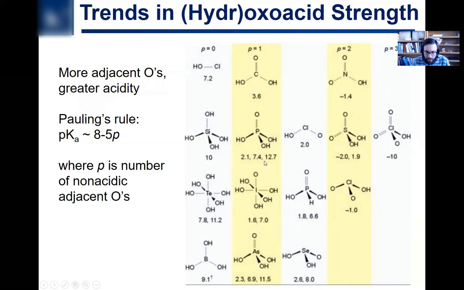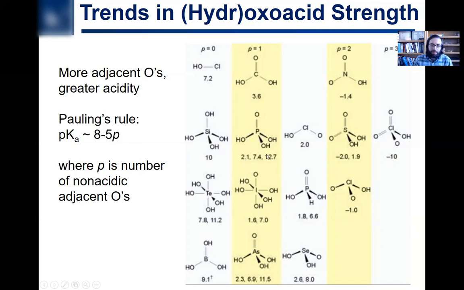Some of these have multiple pKa's, right, because they have multiple acidic protons. But really what you would want to look at is the first acidic proton, so phosphoric, to do this comparison with Pauling's rule, right? Of course, pK2 is always less acidic than pK1. Because why would that be? If you have a diprotic acid, let's say carbonic acid, well, the value's not given there. Let's do phosphoric acid, it's a triprotic acid. pK1 is less than pK2, then less than pK3.